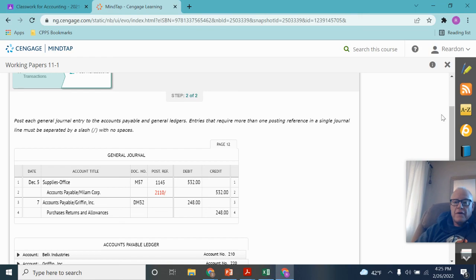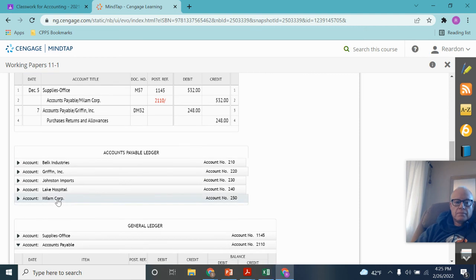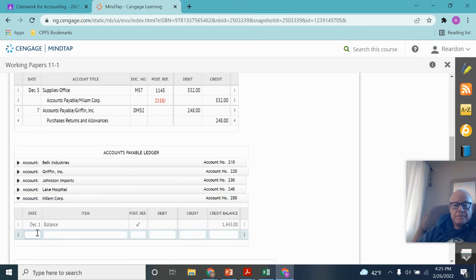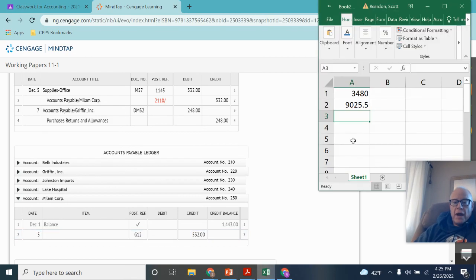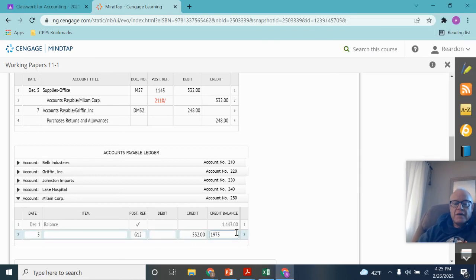I'm just going to leave that for red for now. Then Malam Corporation. Now I'm in the subsidiary ledger, not the general ledger. I need to go in on the 5th, G12, 532. I have a previous credit balance of 1443. I'm adding 532. 1975 is my new balance in Malam Corporation subsidiary ledger.